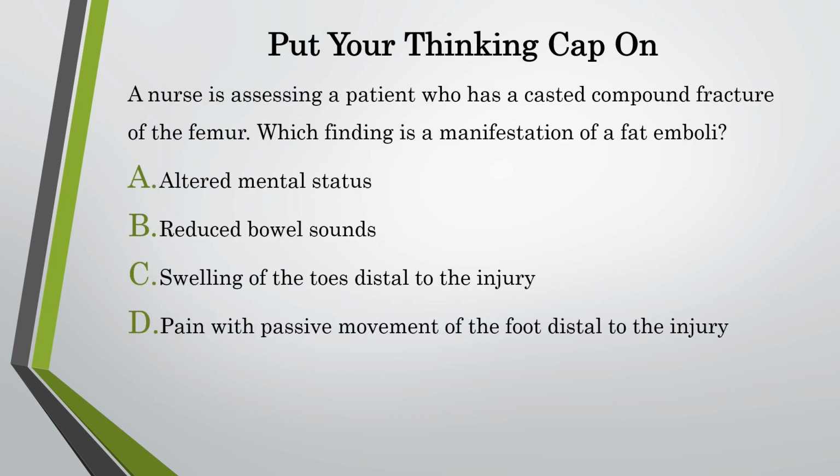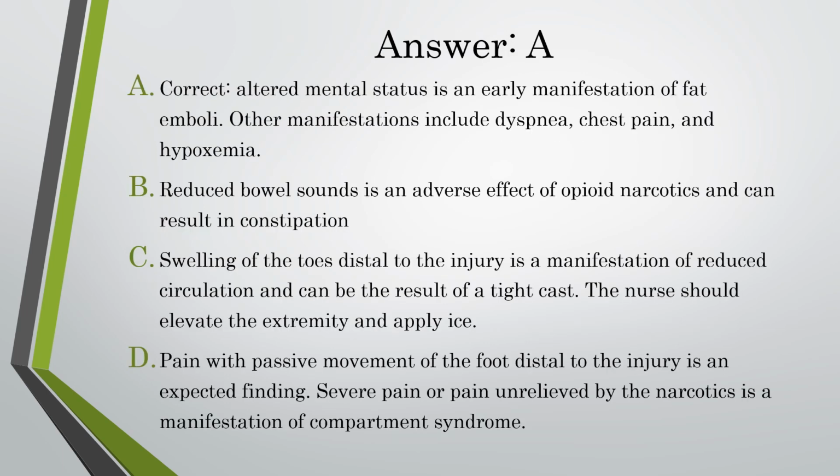So question: a nurse is assessing a patient who has a casted compound fracture of the femur. Which finding is a manifestation of a fat emboli? A, altered mental status; B, reduced bowel sounds; C, swelling of the toe distal to the injury; D, pain with passive movement of the foot distal to the injury. What do you think? All right, let's see. So the correct answer is A.